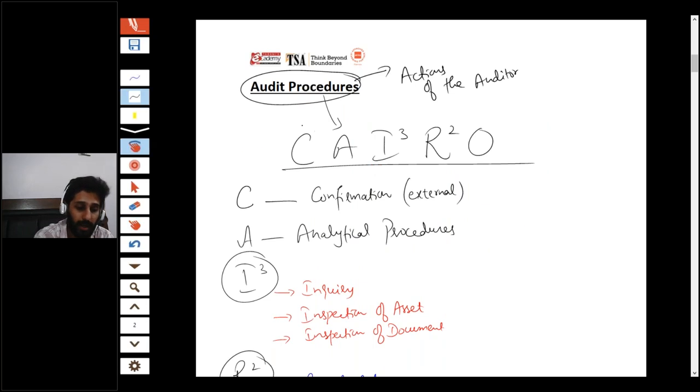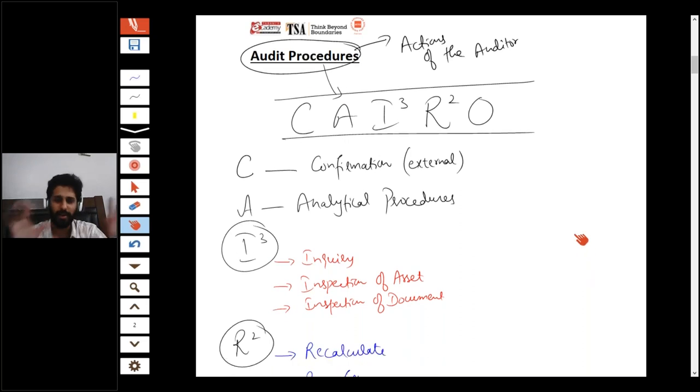And you should remember the mnemonic Cairo, CAI power 3 R power 2 O. This is the mnemonic Cairo. This is a very memorizable and easy mnemonic. I have seen this mnemonic in one of the study texts, the older publisher of the ACCA study text. Now that's very important to memorize easily. Nobody created this mnemonic. This mnemonic was in the official study text.